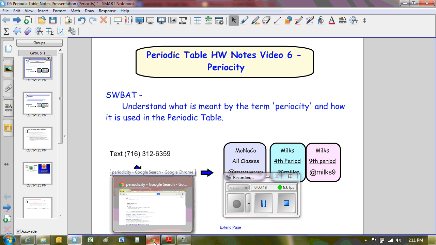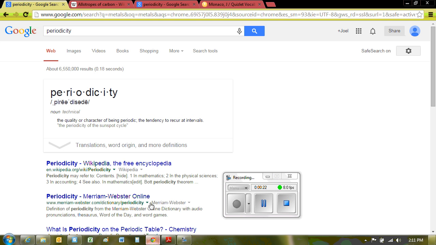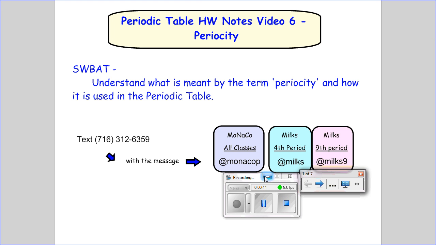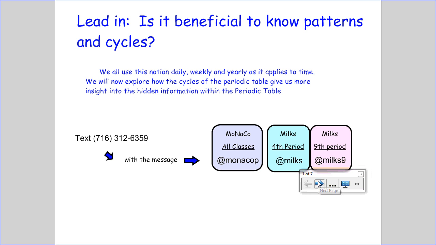We're going to understand what is meant by the term periodicity and how it is used in the periodic table. If you look it up on the web, periodicity is the quality or character of being periodic, the tendency to recur at intervals. This is the most important part: the tendency to recur, which means to happen again at intervals. So the whole point of this lesson is to recognize what periodicity is.